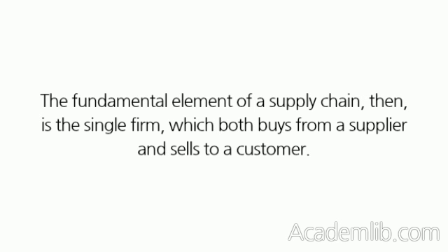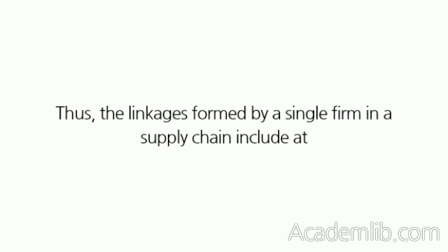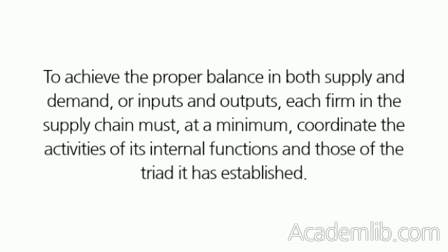The fundamental element of a supply chain, then, is the single firm, which both buys from a supplier and sells to a customer. The focal firm's buying activity establishes a linkage to the supplier's selling activity, and the focal firm's selling activity links to the customer's buying activity. Thus, the linkages formed by a single firm in a supply chain include those in Figure 9.1. Basic model of the firm.